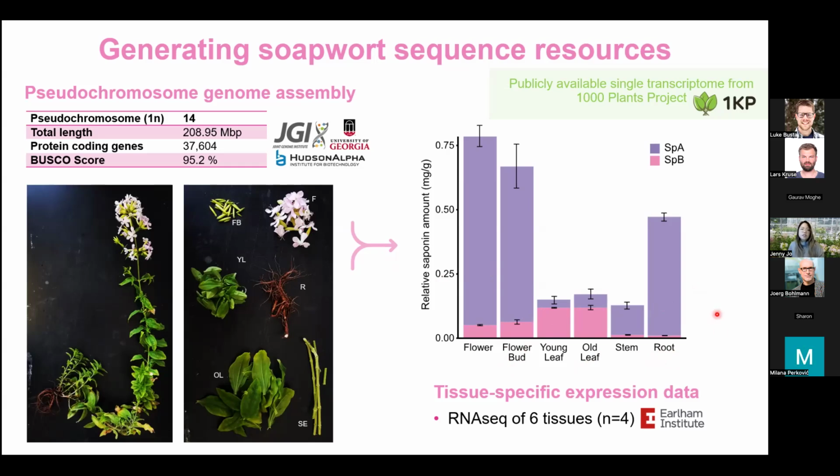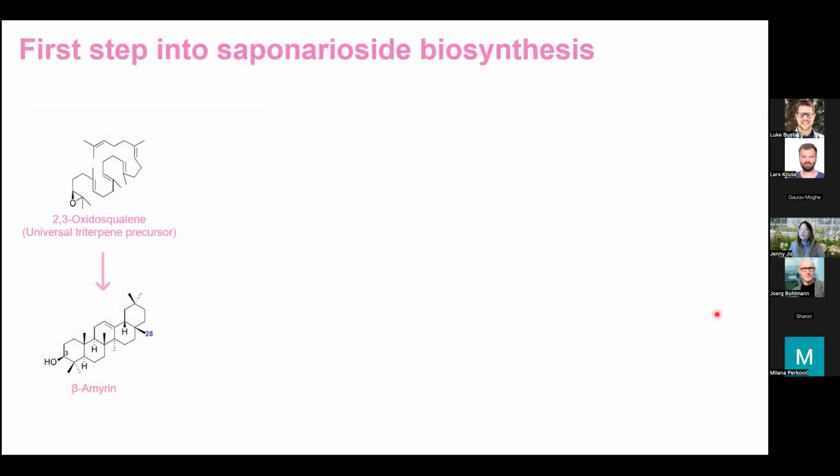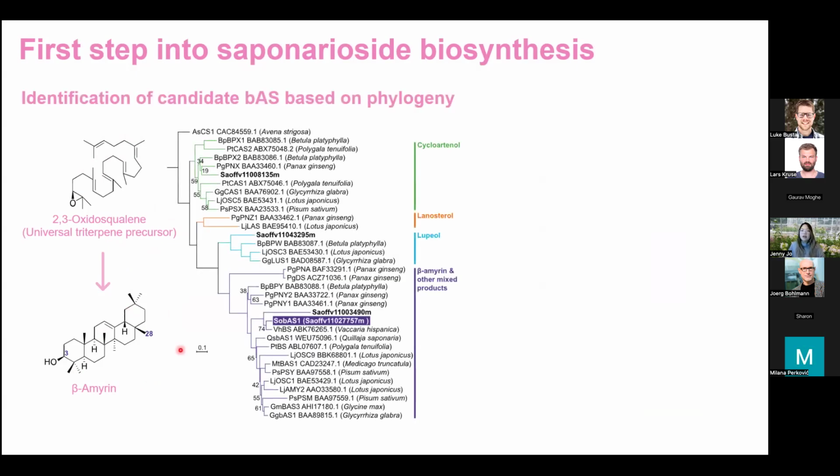So with the newly generated sequence resources, we then started to search for the genes involved in saponin biosynthesis. The saponin aglycone is quillaic acid, which is derived from beta-amyrin, and the first step of triterpene biosynthesis in plants all begins with the universal triterpene precursor 2,3-oxidosqualene, and the cyclization of this 2,3-oxidosqualene by an oxidosqualene cyclase to the various triterpene backbones, which meant I was looking for a beta-amyrin synthase. So this was identified through phylogenetic analysis with known OSCs from other plant species, and there was really one that seemed like an excellent candidate.